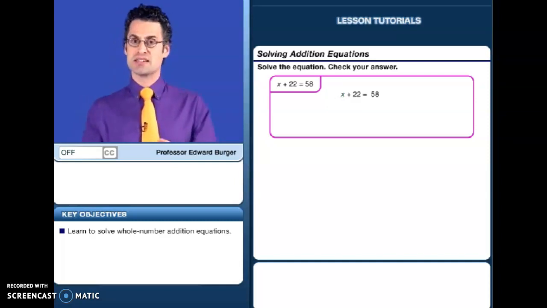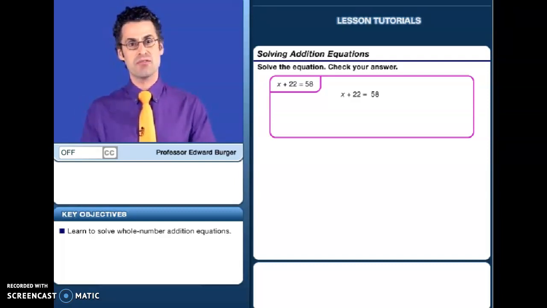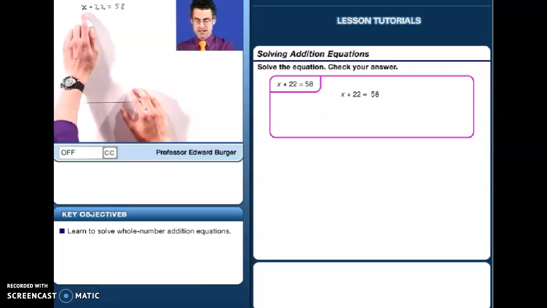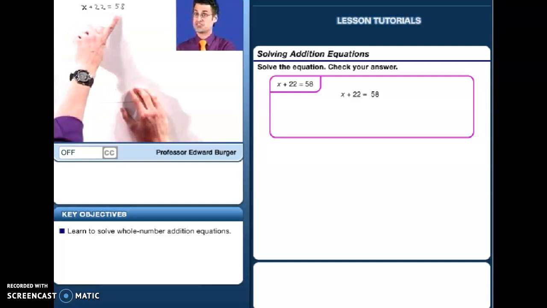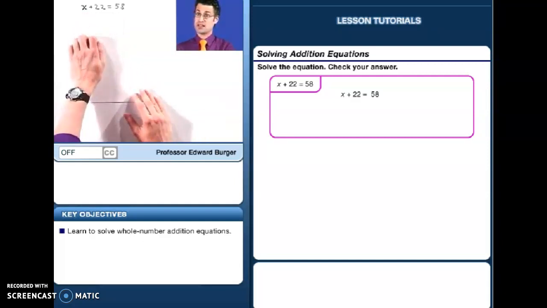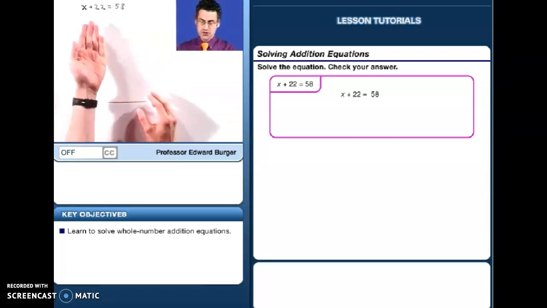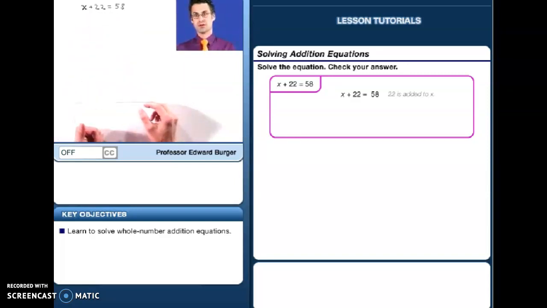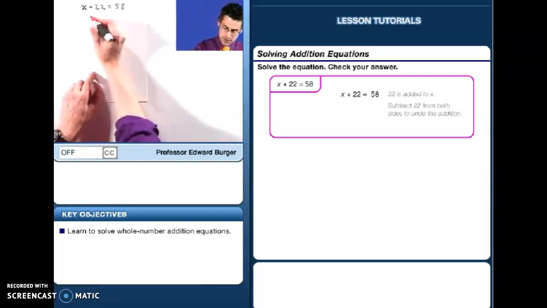Well, the way to do that is to isolate the x, to get it by itself. Now the question is, how do I have x equals stuff? Here I am pretty close, because this says x plus 22 equals stuff. What I have to figure out is what x is by itself. I have to undo the adding of the 22. How do we undo adding 22? We subtract 22. So I want to subtract 22.